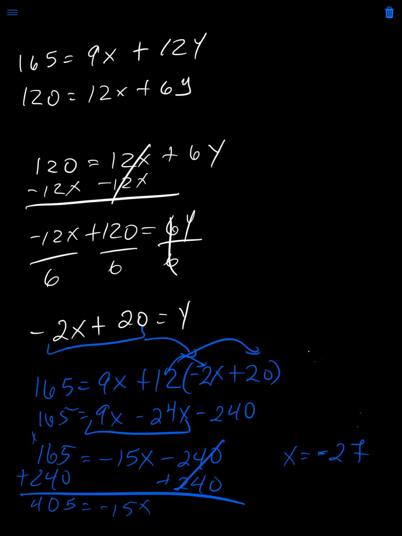I'm like, okay, that's good. 405 divided by 15, that's 27, but it's divided by negative 15, so x equals negative 27. Alright, so that's that. Good.